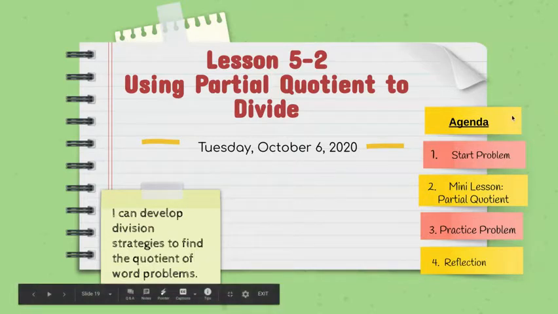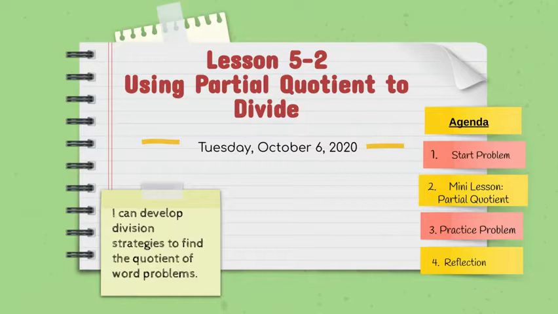Real quick, take a look at our agenda. You have a start problem today. You're going to use what you know from yesterday about the types of division and apply it to your start problem. There's a quick mini lesson today on partial quotient. I'm going to go through and model two different models of partial quotient. I highly suggest you get a piece of paper and write down these two strategies as I show and model them today. So please, if you need to, pause the video right now, get a piece of paper and a pencil so you can take notes understanding these two models. Then you have two practice problems to apply what you know, and then a real quick reflection on what strategy you like to use. Let's get started with the start problem.